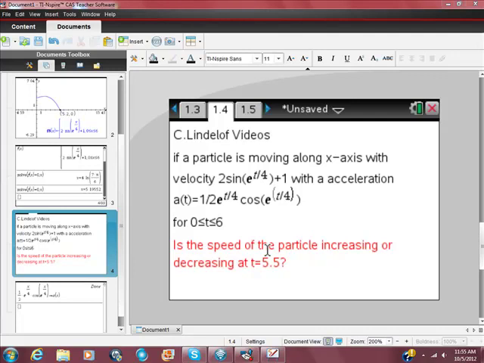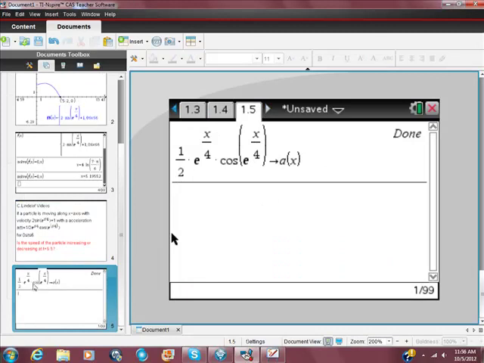The test for speed is increasing or speed is decreasing is exactly: are the signs of velocity and acceleration the same? Not are they both positive, not are they both negative. The question is simply, are the signs the same? If they are, we have increasing speed. So what we need to do is take a of 5.5 and v of 5.5 and see if their signs match. And if they don't, then we have decreasing speed, right? So I'm going to go ahead and drop both the equations in.